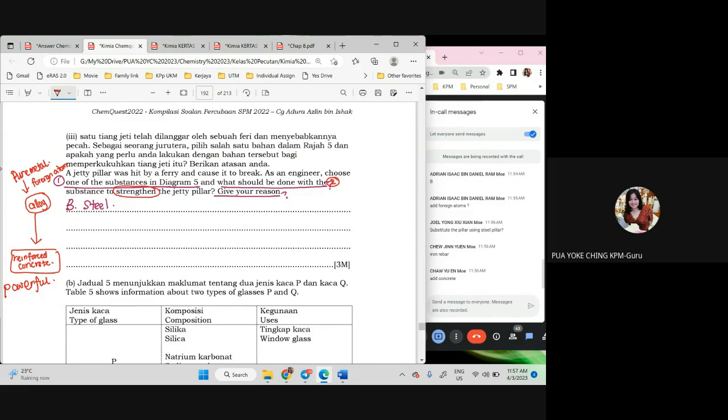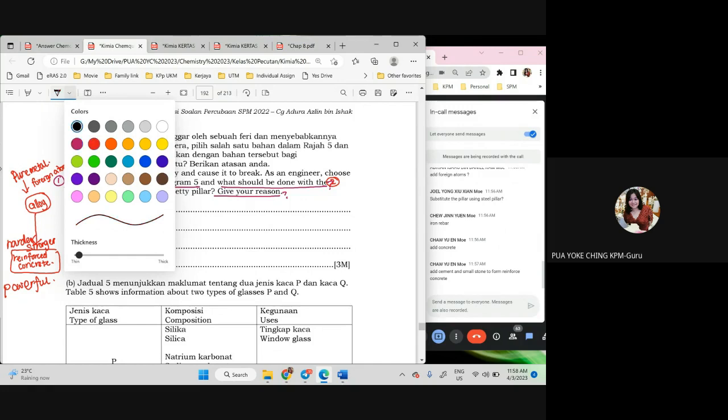Tapi yang ni dia bukan. Dia nak dia lagi strengthen. Which is harder and then stronger lagi. So, apa yang kamu belajar? Metal, alloy, glass, ceramic, and the last one is a composite material. So, you kena jadikan benda ni become composite material that we call it as a reinforced concrete.